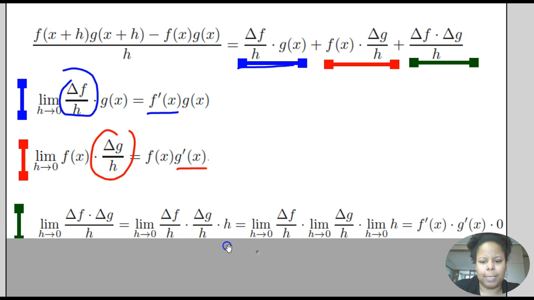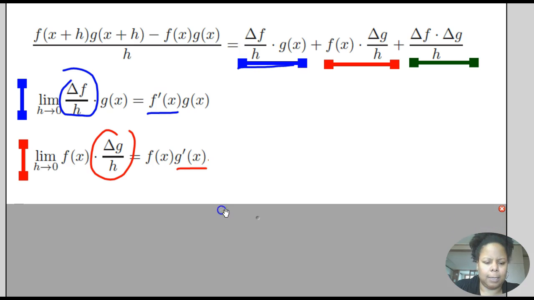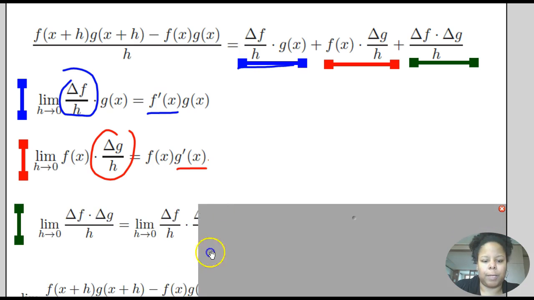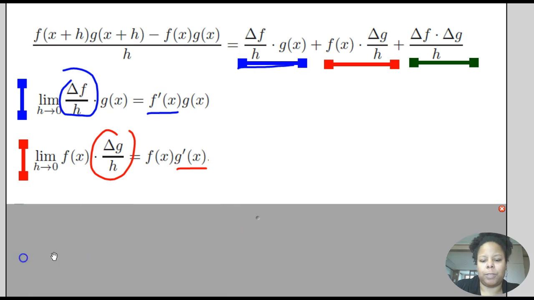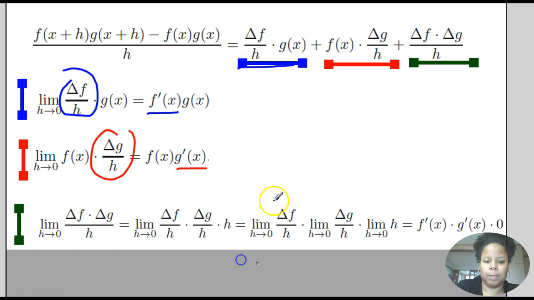And then last but not least, so we can see this one right here. A little bit tricky. Well, I'll do this one. This piece right here, as you can see, is the limit as h approaches 0 of delta f over h times delta g over h. Well, what we're going to do is a little trick by multiplying the numerator and the denominator by the same thing. So we're going to multiply the numerator and the denominator by h.